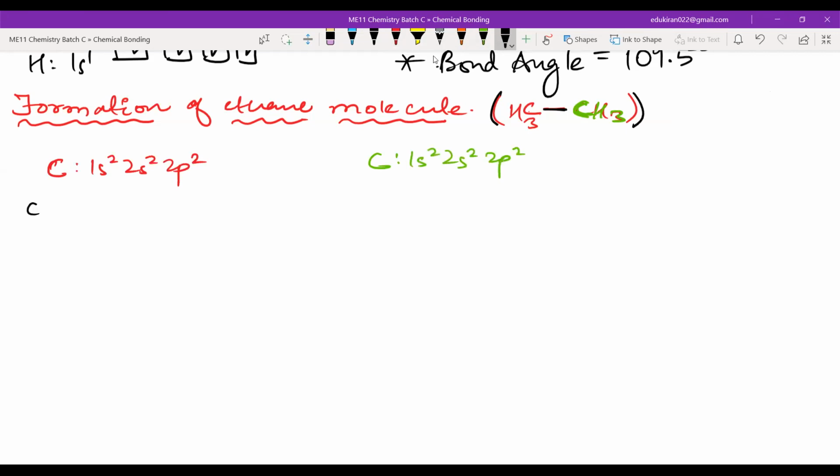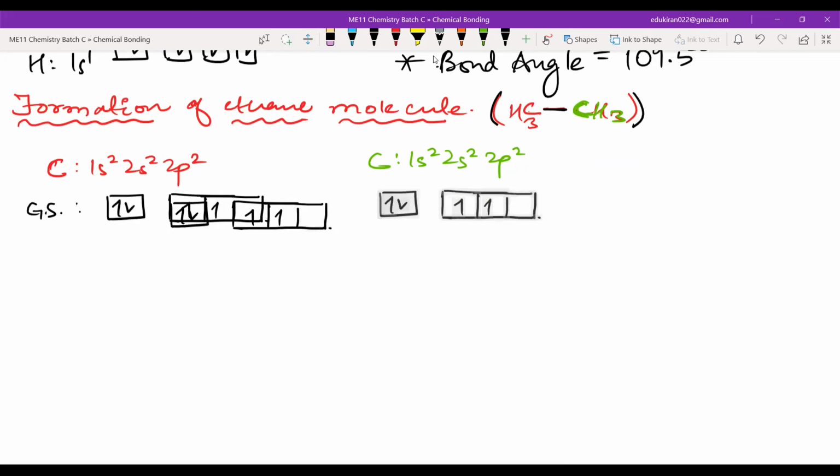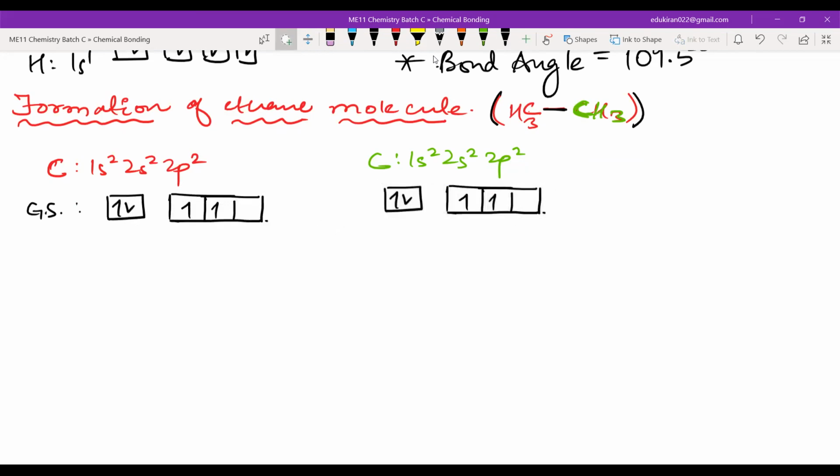And I will draw the ground state. For the ground state, we will have the 2s and the 2p. Now, how many bonds is each of these carbon atoms making? 4 bonds, right? So it needs promotion of an electron. One electron will be promoted. The paired electron will go here and get unpaired. This electron will also go here and get unpaired. Then you will have the excited state.